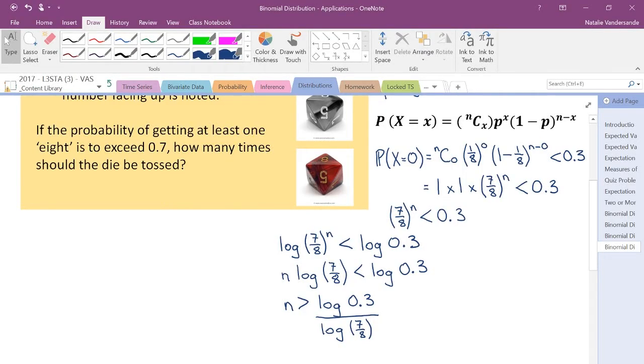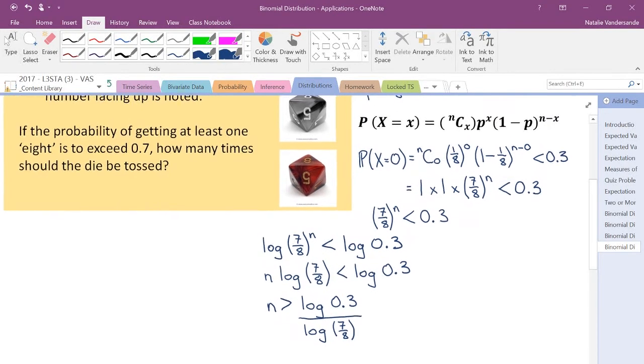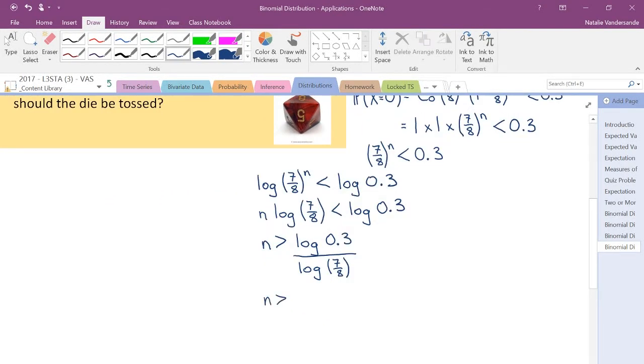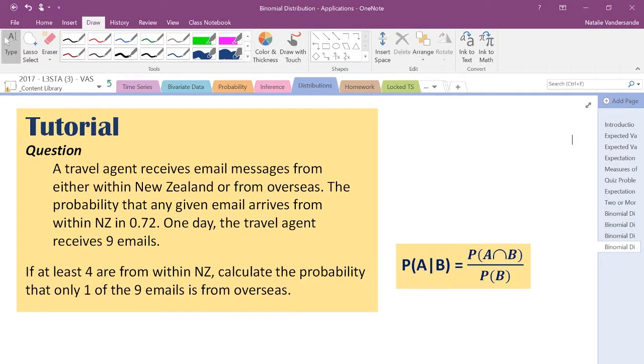So writing down our answer, we would need to roll the die at least 10 times for this to occur. Let's take a look at our second question.